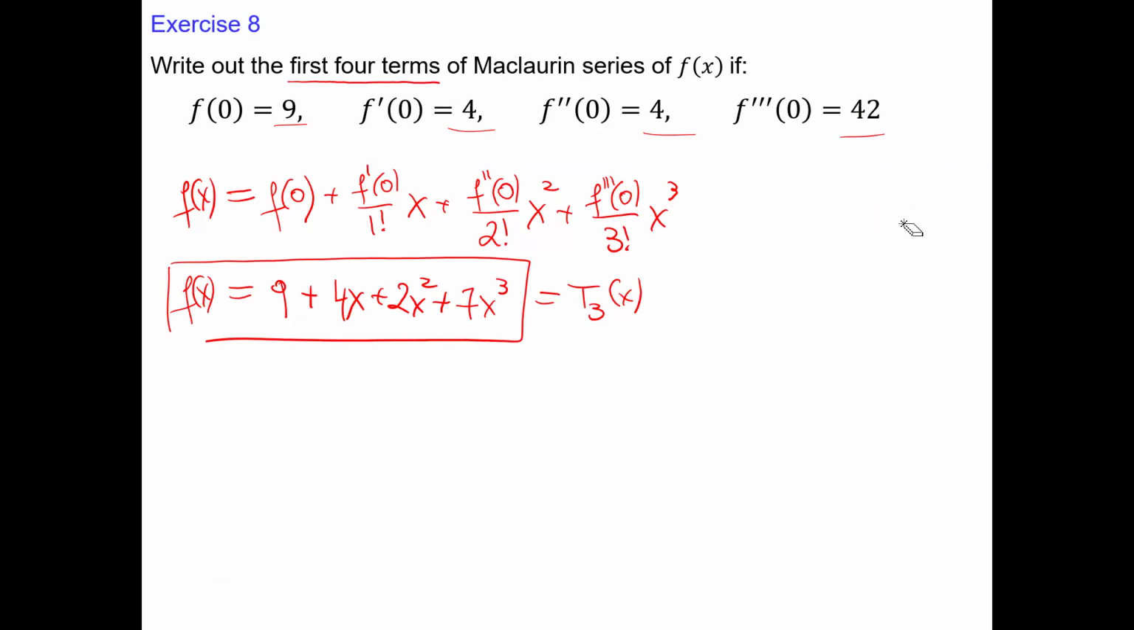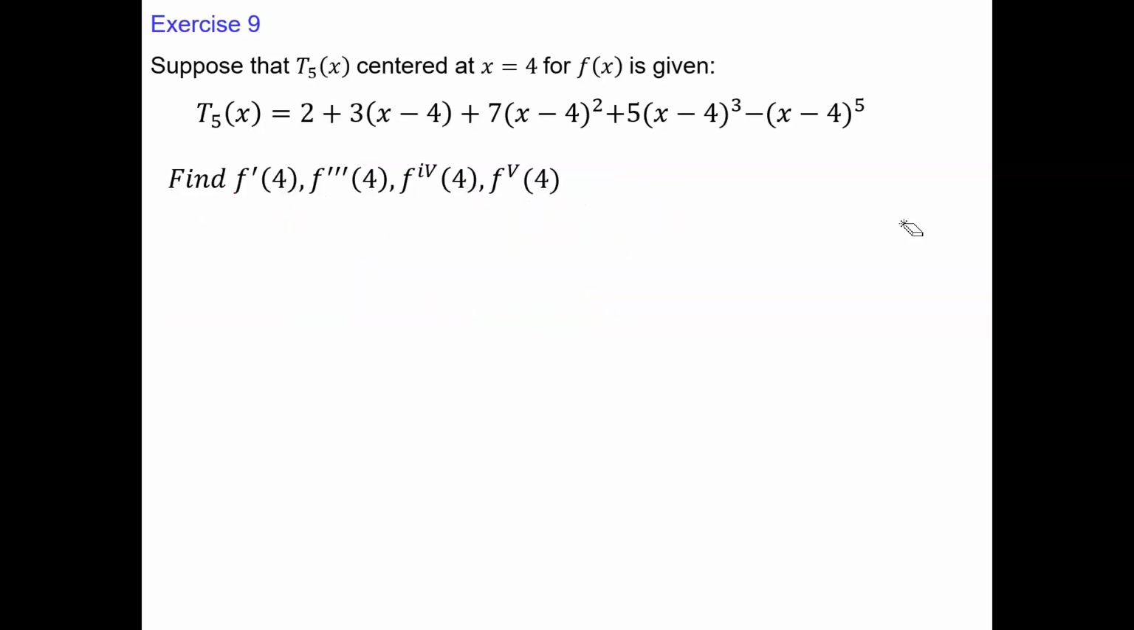Okay, let's look at another one. I have 2 more, and then everything is yours. You can practice. This is also interesting. Suppose the 5th degree Taylor polynomial is provided, centered at 4, for the given function f of x. Now, we have to find out what is the first derivative of this function at 4, third derivative at 4, fourth derivative, and the 5th derivative. Okay, that's what we will do.